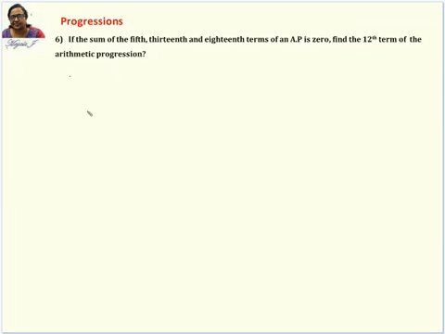And arithmetic progression, what is the formula? What is the formula for arithmetic progression? What is the formula for geometric progression? A plus n minus 1 into d. Good. An equals A1 plus n minus 1 d.